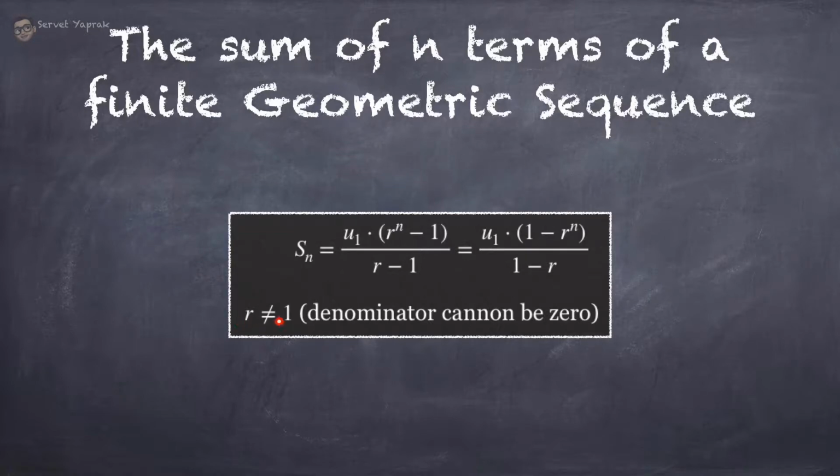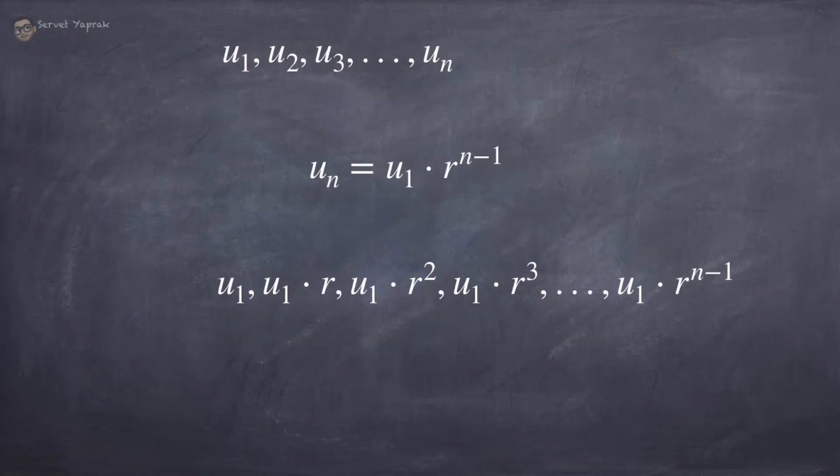So in the formula booklet, you will be given both equations. And it says here r cannot be 1 because the denominator cannot be 0. Because as soon as r is 1, 1 minus 1 is 0 and it will be undefined. That's why r cannot be 1. So let's prove this formula.